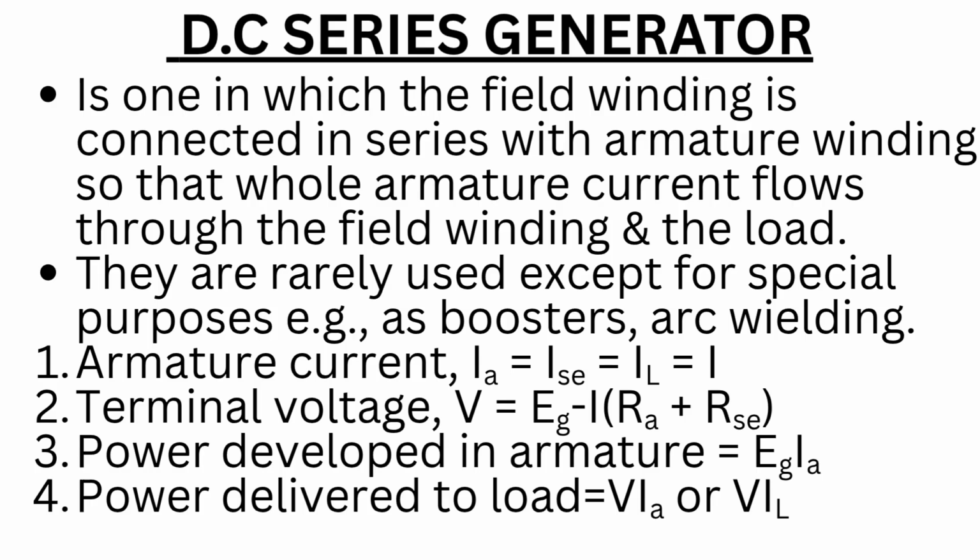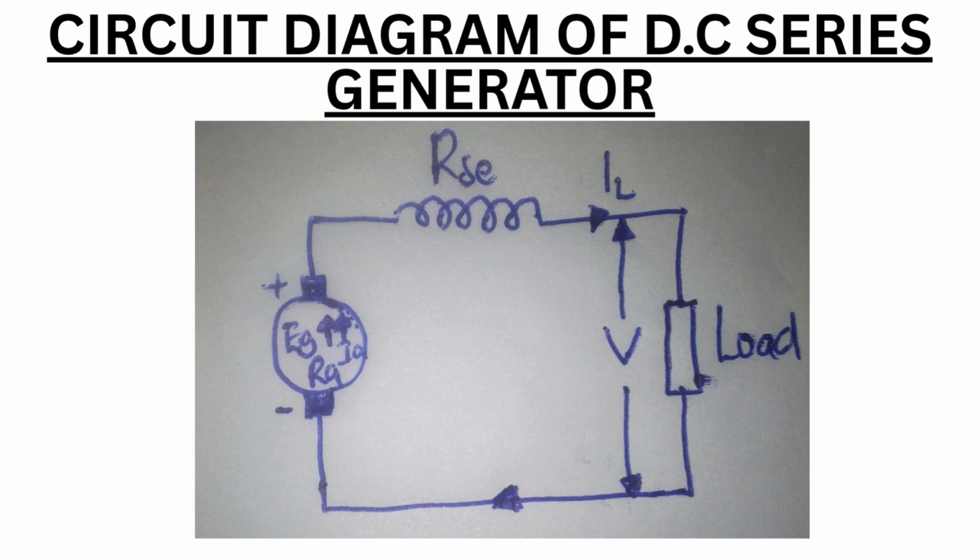3. Power developed in armature equals product of output voltage, EG and armature current, IA. 4. Power delivered to load equals product of terminal voltage, V and armature current, IA, or product of terminal voltage, V and load current, IL. Below is a circuit diagram of a DC series generator.